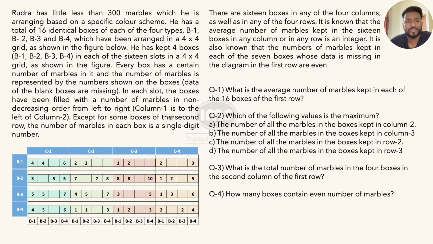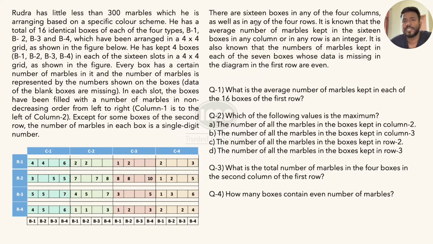Now, except for some boxes of the second row, the number of marbles in each box is a single digit number. Now, this could be very important, except for the boxes in the second row. So we notice in the second row, there may be more than this, but currently we see that there is one box with a 2-digit number. He's saying there could be other boxes as well, but this will be only true for the second row, that only the second row could contain boxes with a 2-digit number. Every other row will have boxes with single digit numbers of marbles in them. Right, so we understand this particular sentence.